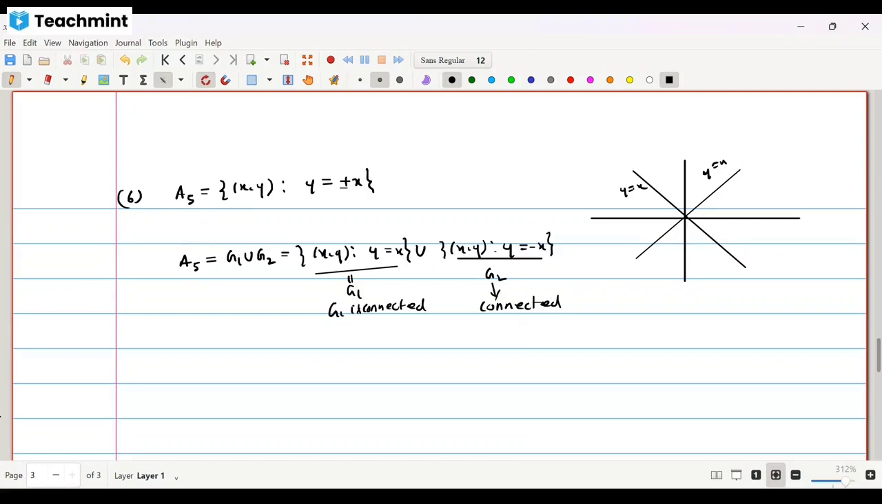So the union of two connected sets is also connected whenever their intersection is non-empty. And G1 intersection G2 is equal to the point where they intersect, the origin, which is 0 comma 0, and so it is non-empty, right sir? G1 intersection G2 is non-empty, therefore A5 is equal to G1 union G2 is connected. So the union of two connected sets is also connected whenever their intersection is non-empty, right sir? Therefore A5 is connected, and hence the given set is connected, right?